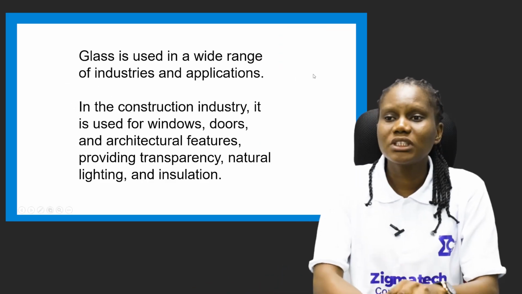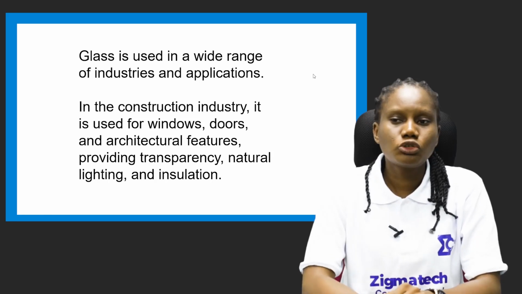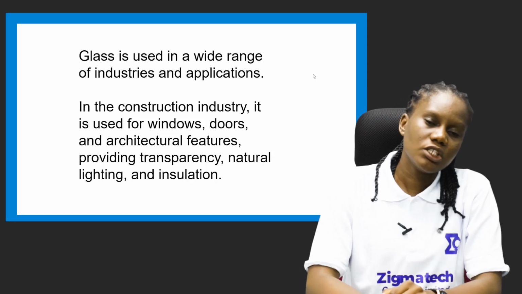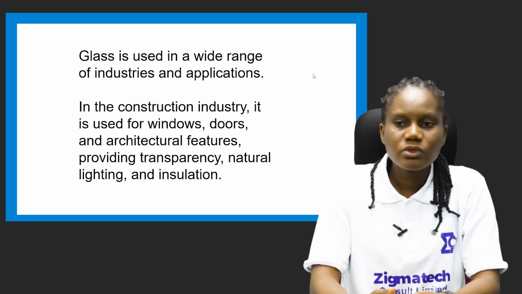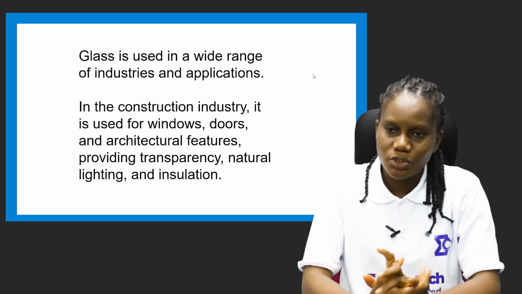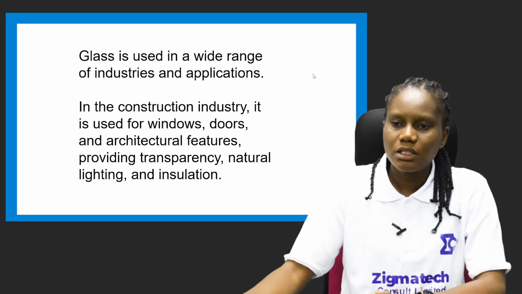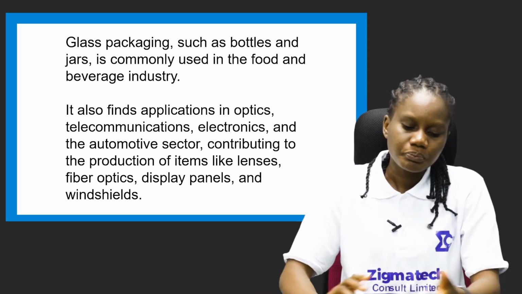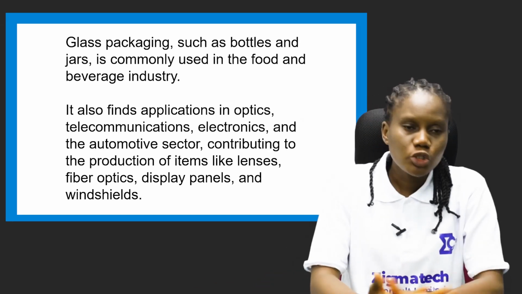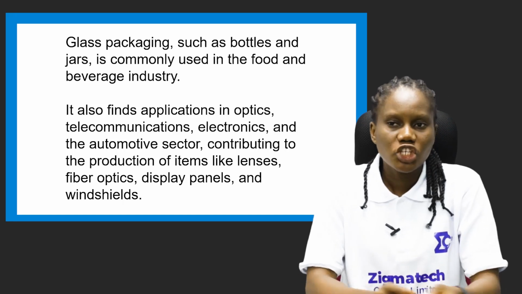Glass is used in a wide range of industries and applications. In the construction industry, we can see it in the production of windows, doors, and architectural features, providing transparency, natural lighting, and insulation. Glass packages such as bottles and jars are commonly used in the food and beverage industry.